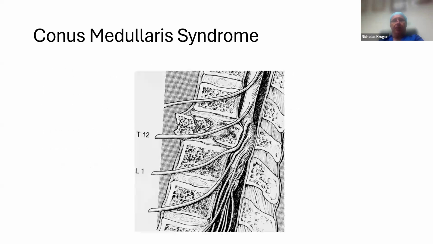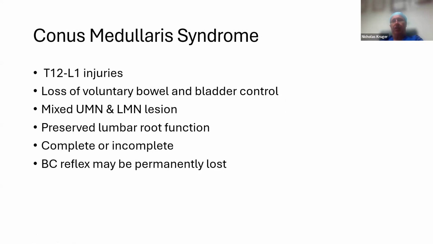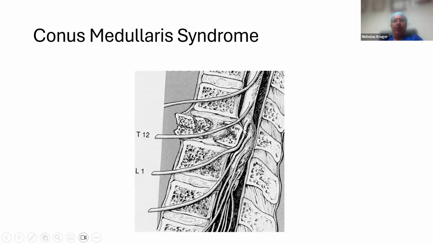Conus medullaris syndrome, that's very common. So remember your spinal cord ends at L1 level, so you've got this conus. This is a mixed picture, so you've got basically a mixed bundle of peripheral nerves and spinal cord. So you get a mixed upper motor neuron lesion and lower motor neuron lesion. And often these patients have permanent bladder and bowel dysfunction. The bulbocavernosus may never come back. You might get some limb function, so patients' legs might be normal, but they often permanently lose their bladder and bowel function.